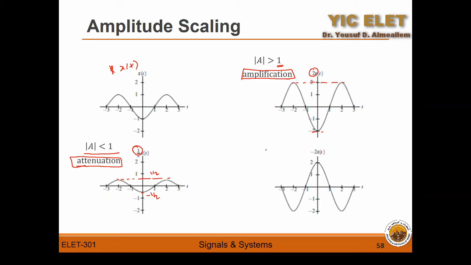Now what is going to happen if a was negative? If a was negative, then we call it a reflected signal, and it is just flipping upside down. So this portion was down, it flipped to the upside, and these two were up, they flipped to the down side, and then we multiply by 2 to do the scaling.